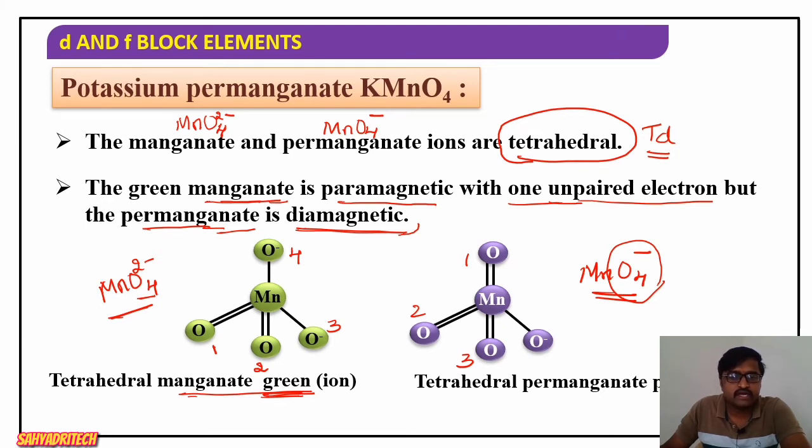So both are having tetrahedral geometry. So what is the difference here? MnO4 2 minus is going to carry -2 charge, permanganate is going to carry -1 charge. In manganate, 2 oxygen atoms are going to have double bond and another 2 having single bond with the minus charge each, while in permanganate, 3 oxygen atoms are going to have double bond, while 1 oxygen is going to have single bond with the -1 charge.